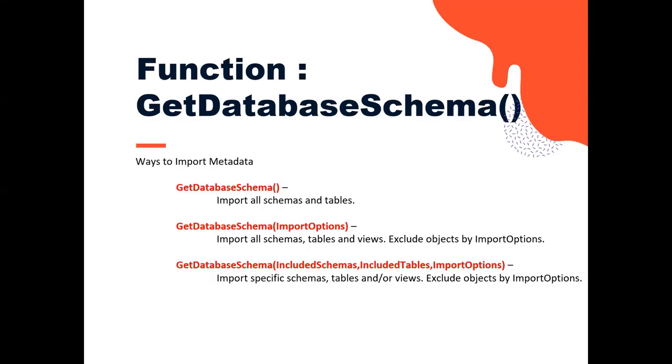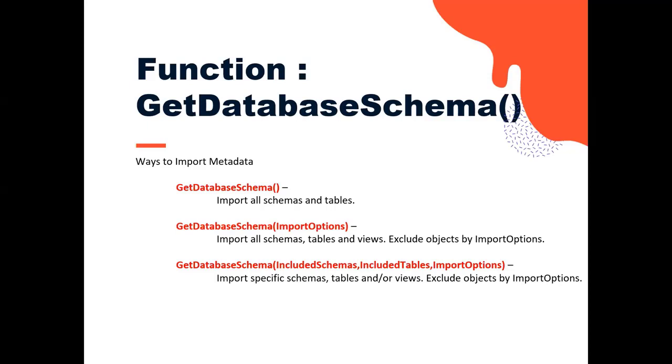Another way is if we use GetDatabaseSchema along with import options as a parameter, then it will import all the tables and schemas and exclude the objects which we have passed as a parameter. Here I am only putting import options. And the third one is we can specify the tables or names which we require.